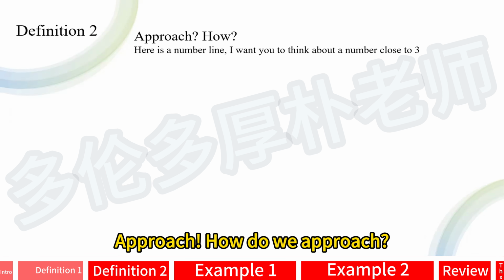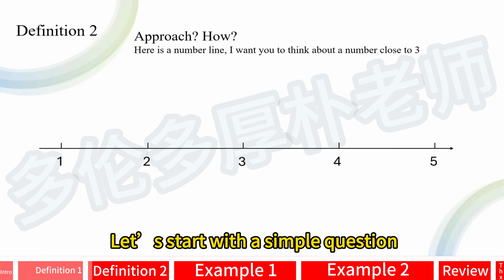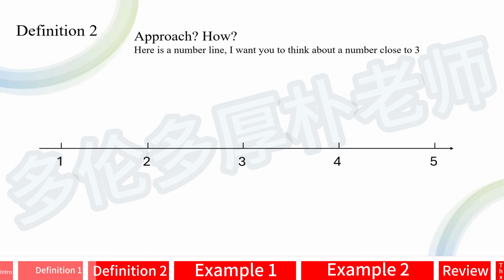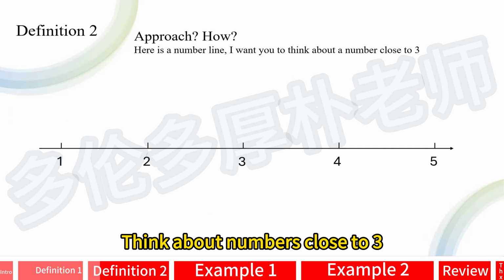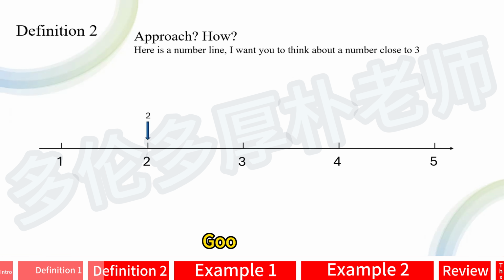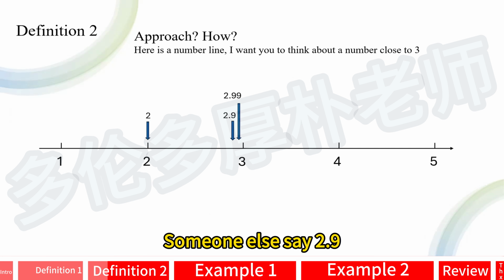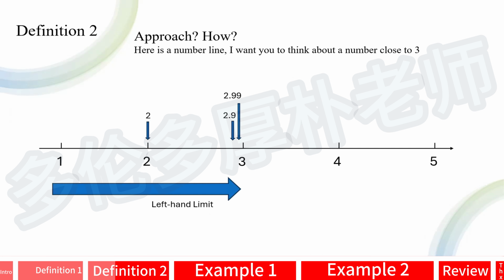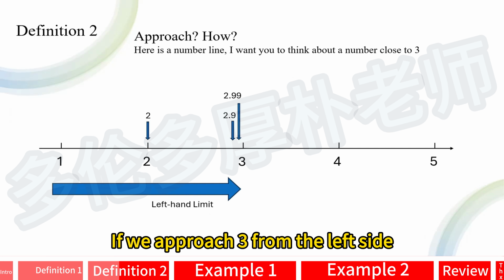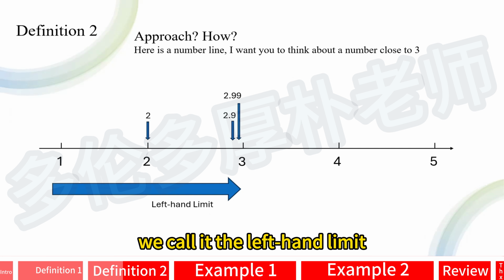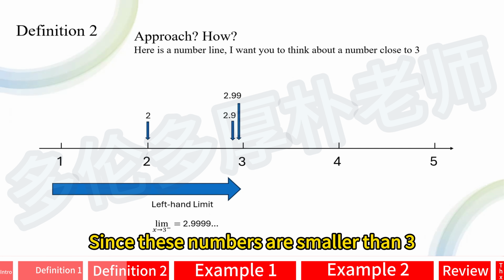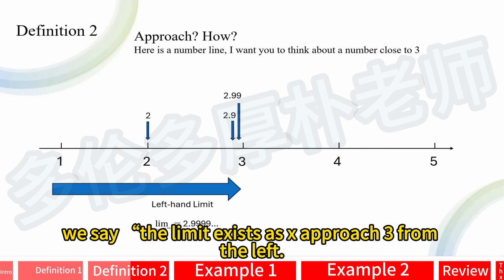Approach. How do we approach? Let's start with a simple question. Here is a number line. Think about numbers close to 3. You may say 2. Good point. Someone else may say 2.9 or even 2.99. It's all correct. If we approach 3 from the left side, we call it the left-hand limit. Since these numbers are smaller than 3, we say the limit exists as x approaches 3 from the left.